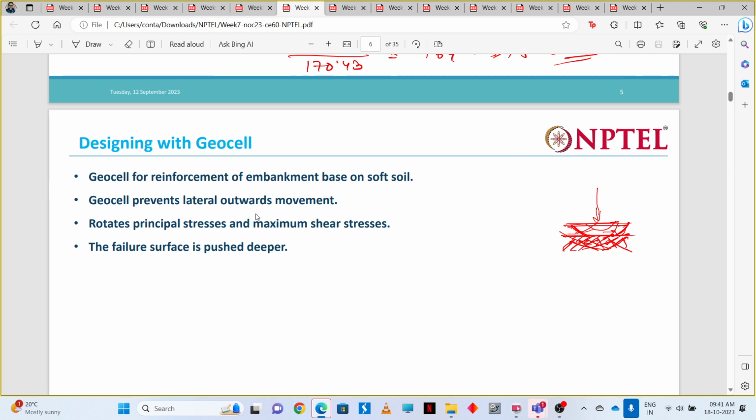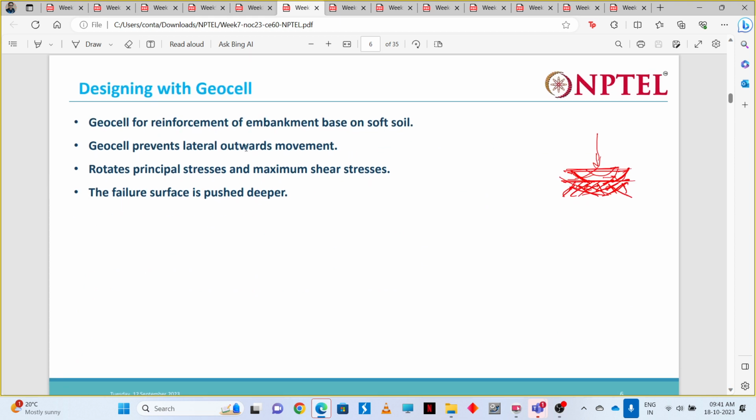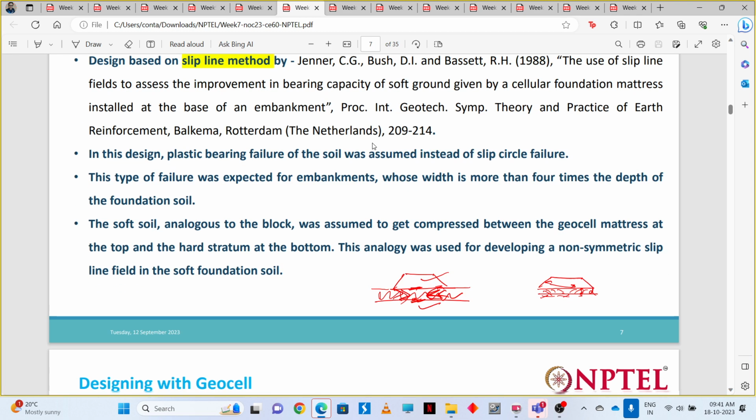After that we started discussing geocells. So why are geocells used? Geocells are used for reinforcement of embankment base soil. Say we have an embankment at the top, and at the base we have very soft soil. To support the embankment, we can place a layer of geocell that will support the embankment over the soft soil.